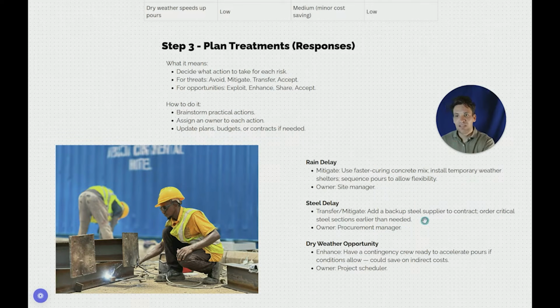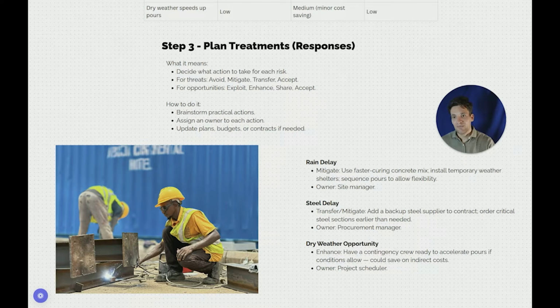So, for example, rain delay. We've categorized it as a high risk, so we're choosing to mitigate it using a faster-curing concrete mix, installing temporary weather shelters where it's possible, and sequencing the pours to allow flexibility. The owner of this risk is the site manager.